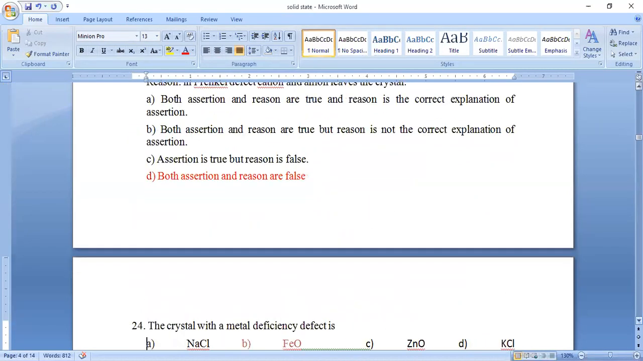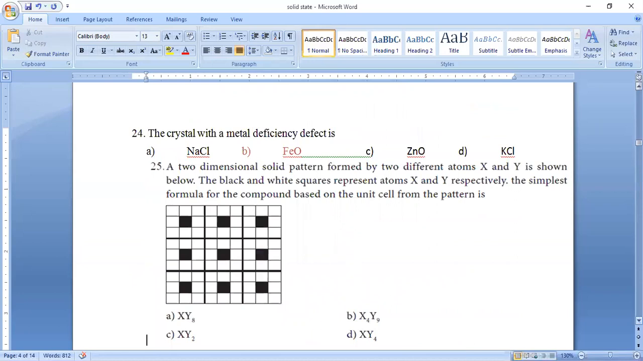So next question number 24. The crystal with a metal deficiency defect is, so option B, FeO. The two-dimensional solid pattern is given. So that solid pattern is made up of two atoms, that is X and Y. So the formula is asked in the question. So the answer is XY8. So that is option A.